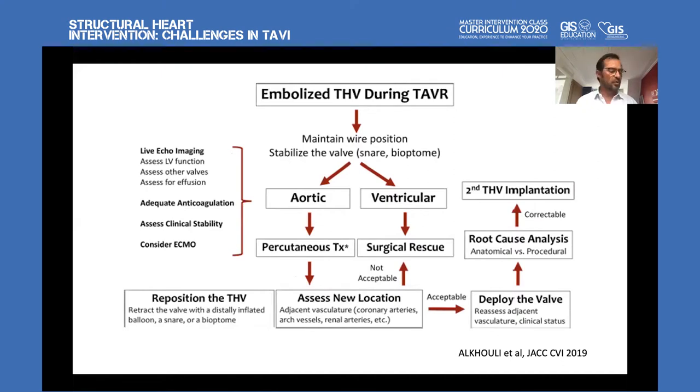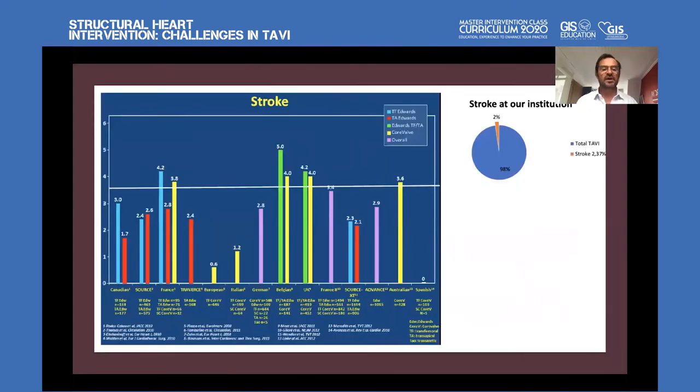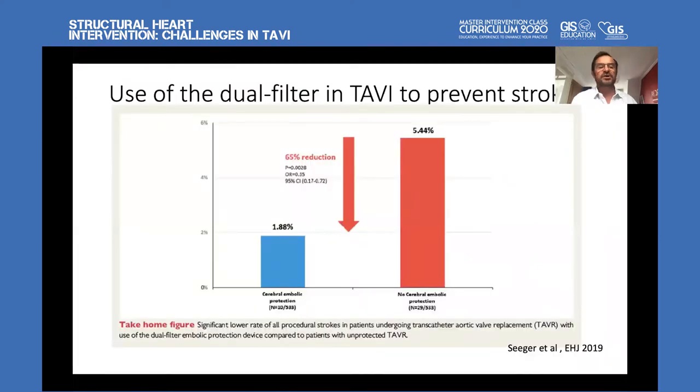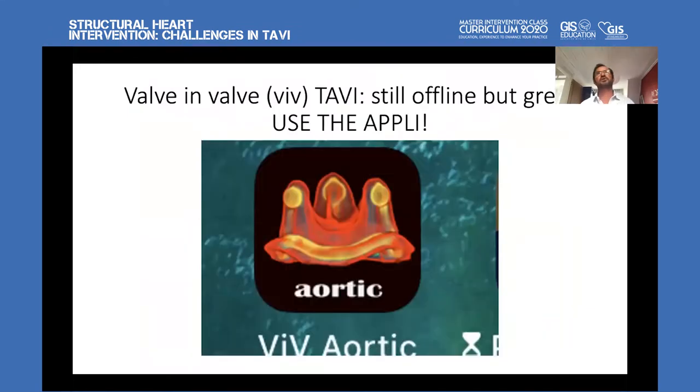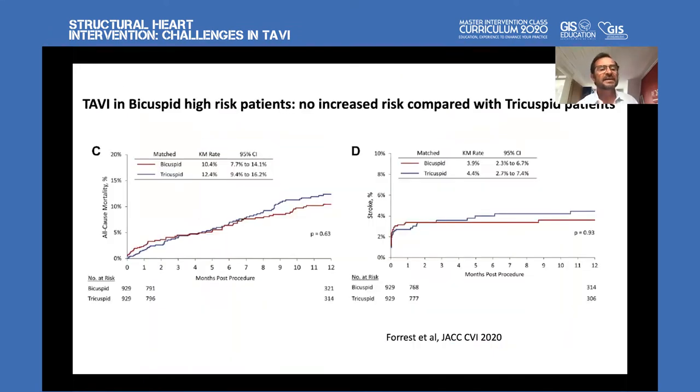Stroke is something we should never see in our patients, but unfortunately, it is still present. Seeger showed this very interesting study on prevention of stroke with a dual filter. And interestingly, it showed a 65% relative reduction. So this is something to think about. We do better than surgeons in terms of stroke, but it is no longer the gold standard. We are becoming the gold standard, and we should consider improving stroke rates even more, especially for the future low-risk young patient population.